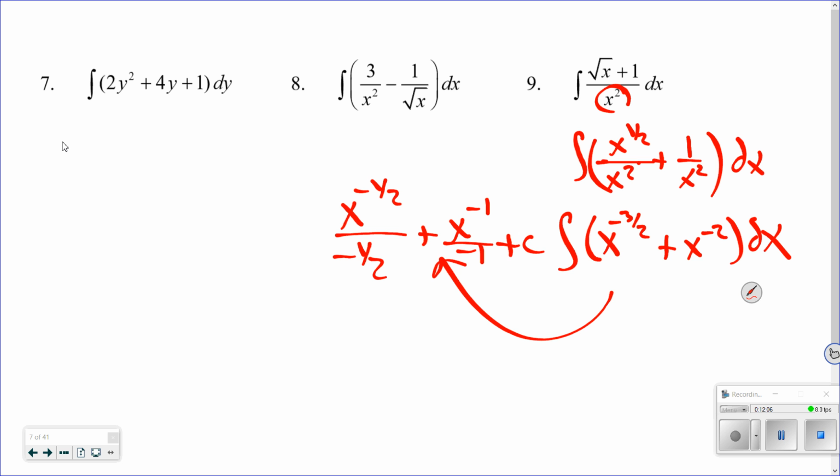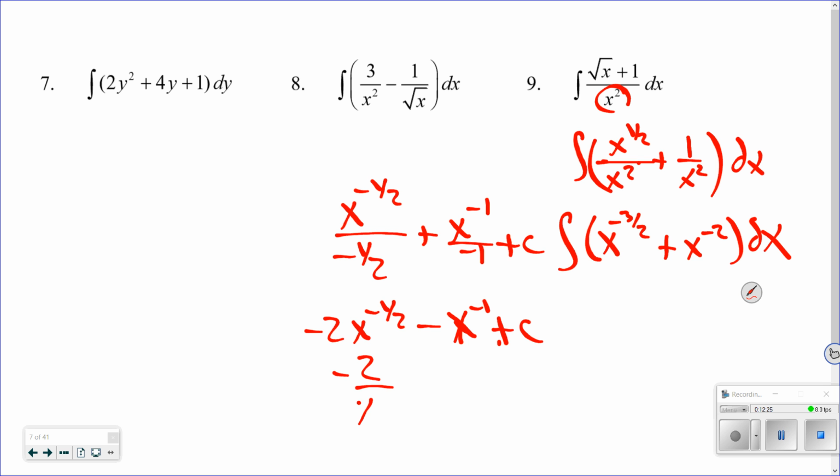Let's do a little bit of simplifying. Dividing by -1/2 is the same as timesing by a -2, minus x to the -1 plus c. Let me erase that. Okay, now they've got negative exponents, so I'm going to move them to the bottom. Okay, that should be my integral right there.